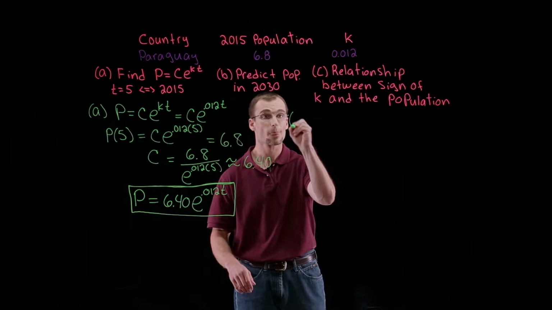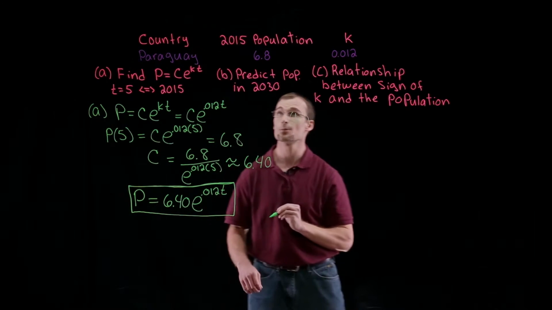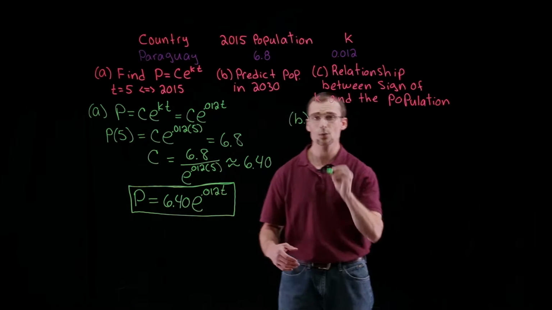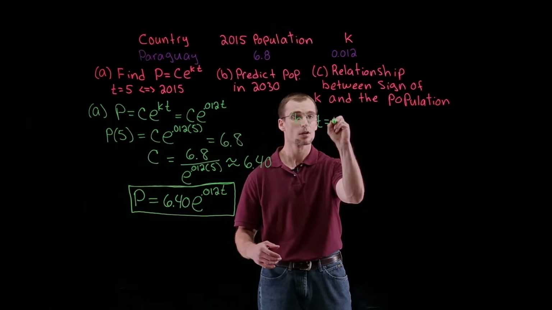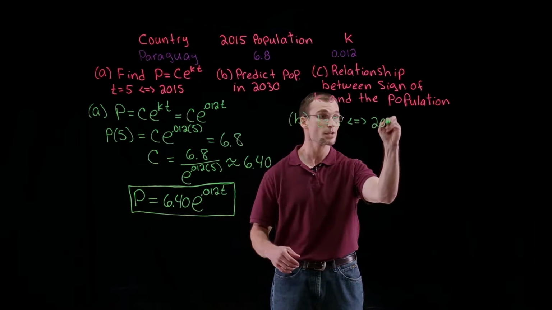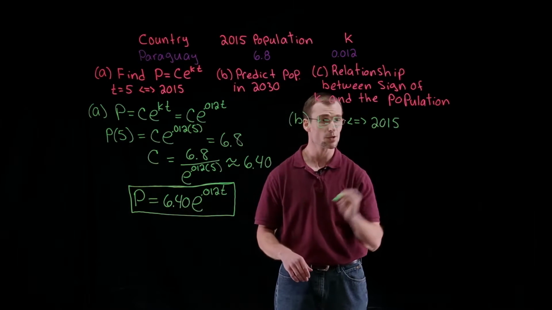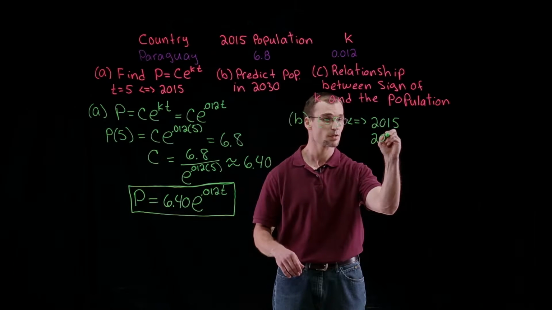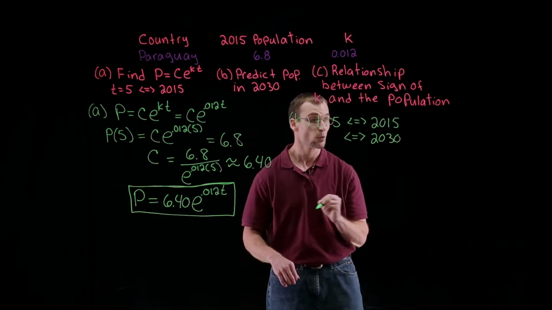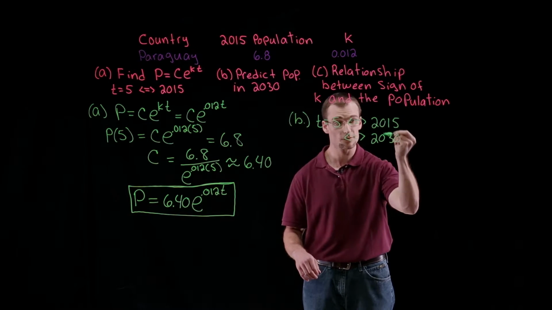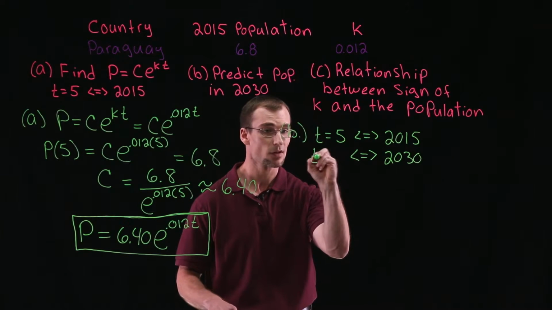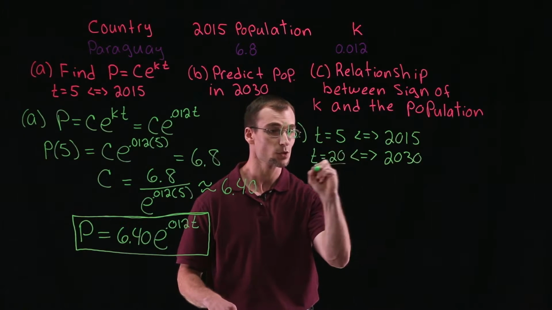Now in B, what are we trying to do? We want to predict the population in the year 2030. Again, starting with what we know, we're told that t equal to 5 corresponds to the year 2015. And what we want to do is find the population in the year 2030. So what value of t would we have? Well, we add 15 to get from 2015 to 2030, so we add 15 to our value of t. 15 plus 5 gives us that t is equal to 20.